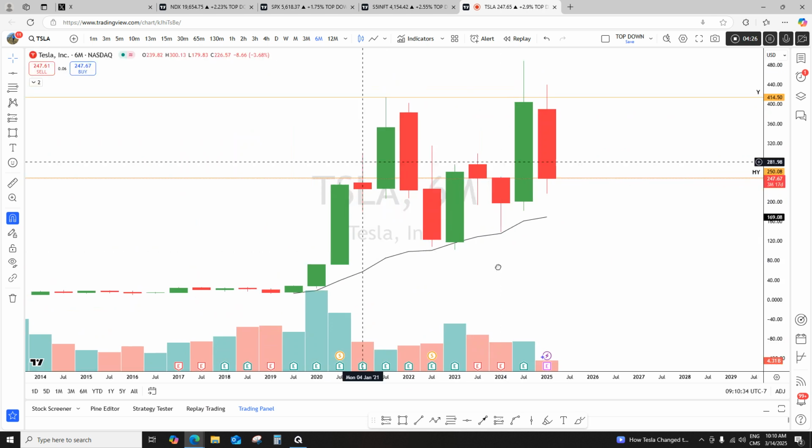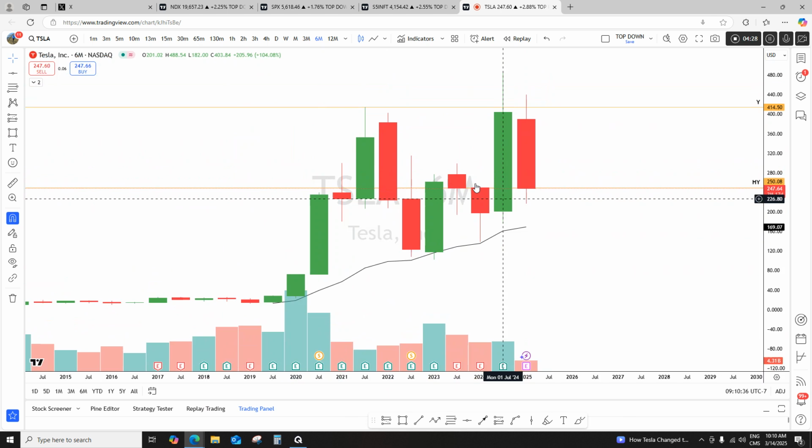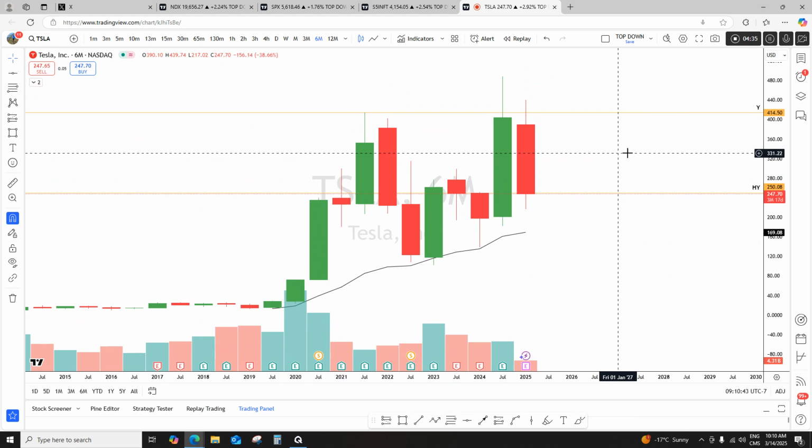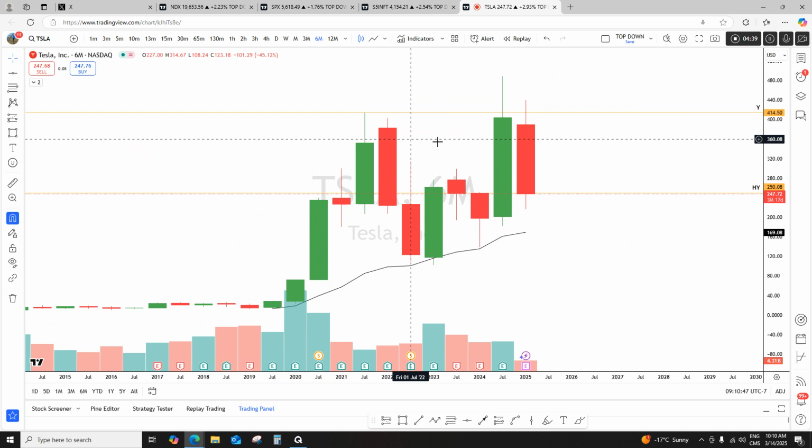Again, I can see that even on half yearly, buyers are not able to sustain above this yearly line. Correct. Data is telling me that. I'm not influenced by anybody. It is purely data telling me that.